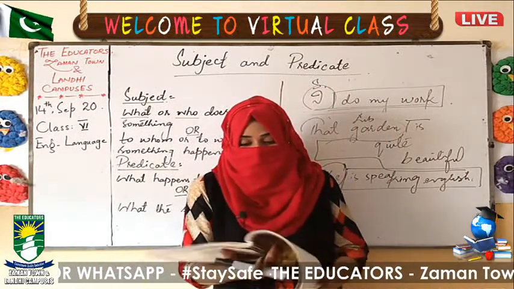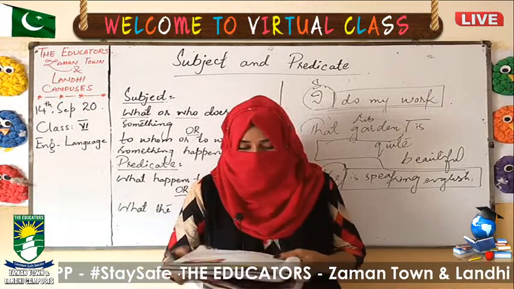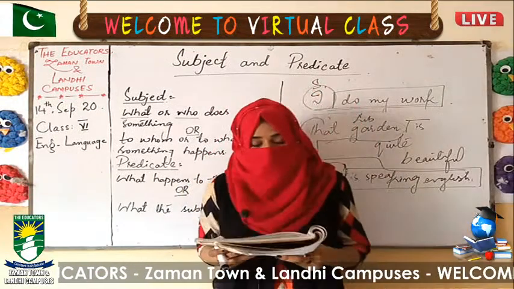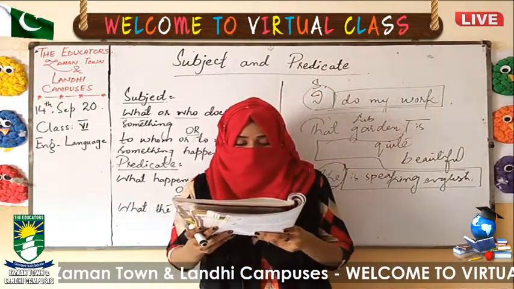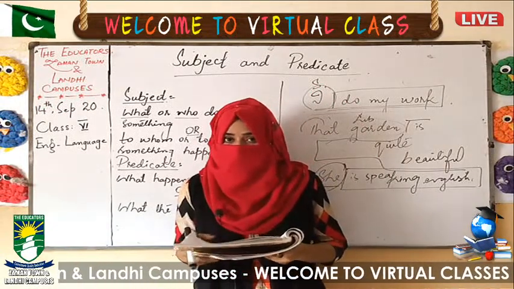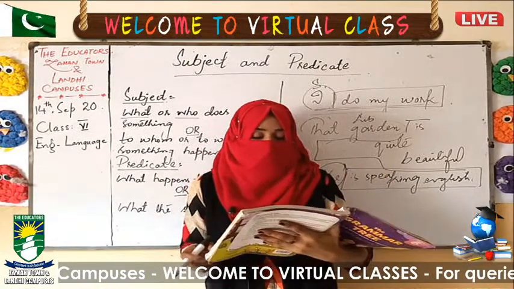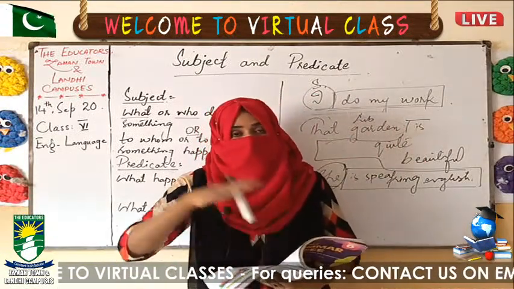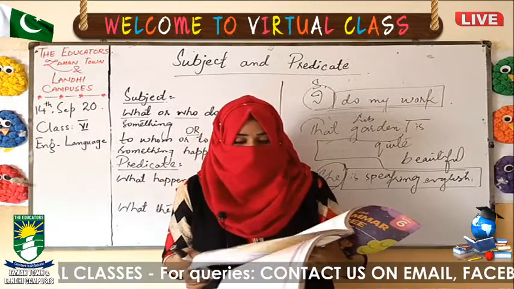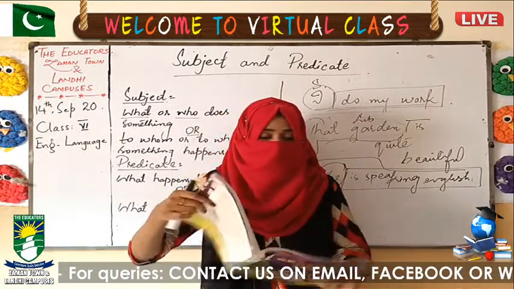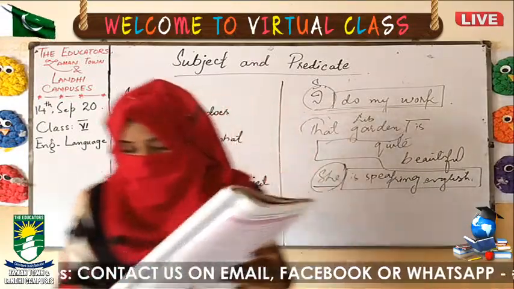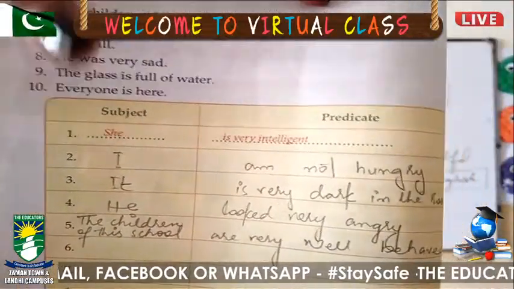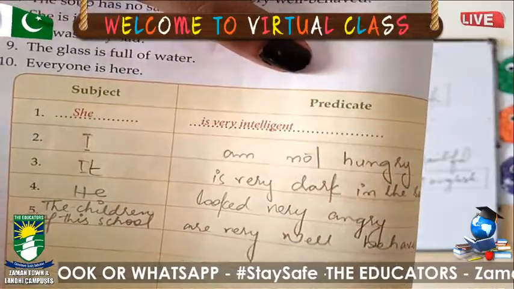Now, there is exercise A on page number 69. Break up the following sentences into the subject and predicate parts and write them down in the table provided. One has been done as an example. Sentence number 1, she is very intelligent. You are supposed to separate the subject from the sentence and the predicate as well. Now how to separate? On page number 70 there is a chart. This is the subject column and the predicate column.